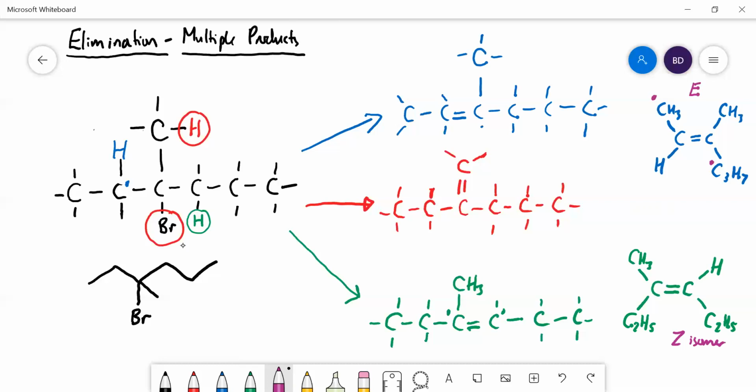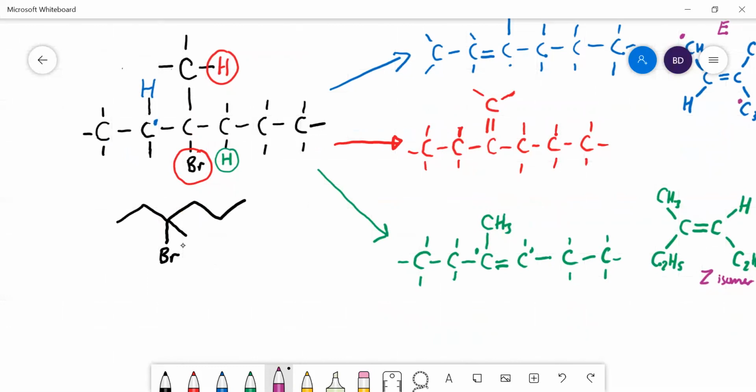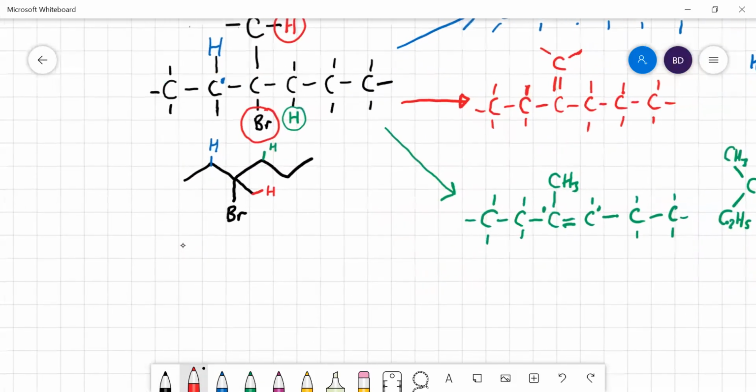Right, let's have a go at doing that with skeletal formulae, shall we? Okay, so I've got the skeletal formula here. I'm going to put on the red hydrogen there. The blue hydrogen is here, and the green hydrogen is there. Okay, so let's draw what we would get if we did the blue. Right, let's do the blue one.